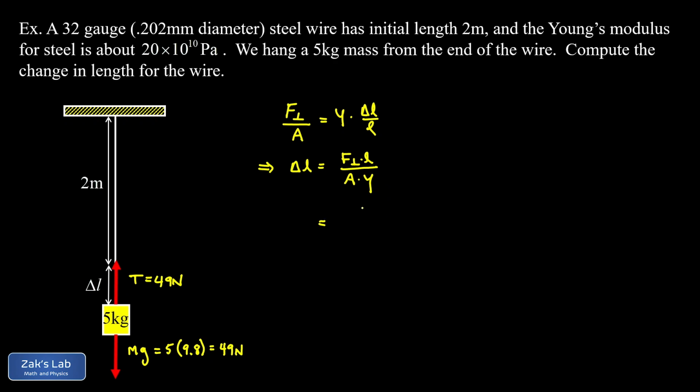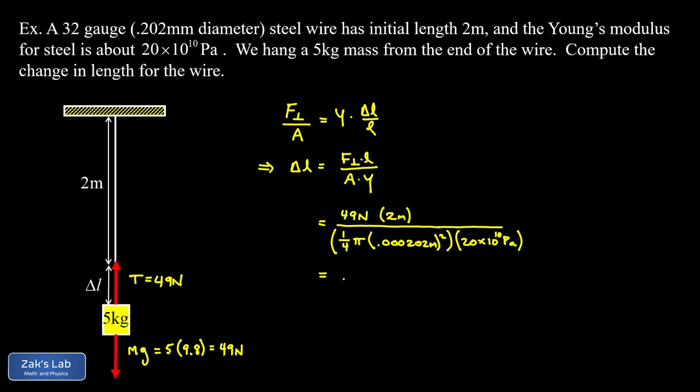So to get the stretch length, I need the perpendicular force. That's 49 newtons. And then we multiply by the original length of this wire, which was just given to us as 2 meters. Then I need the cross-sectional area, and that's pi times radius squared, but radius is half the diameter. And when I square that, I get a factor of 1/4. So I can write this as 1/4 pi diameter squared. And we were given the diameter as 0.202 millimeters, which in SI base units is 0.000202 meters. And then we have to put in our Young's modulus of 20 times 10 to the 10th pascals.